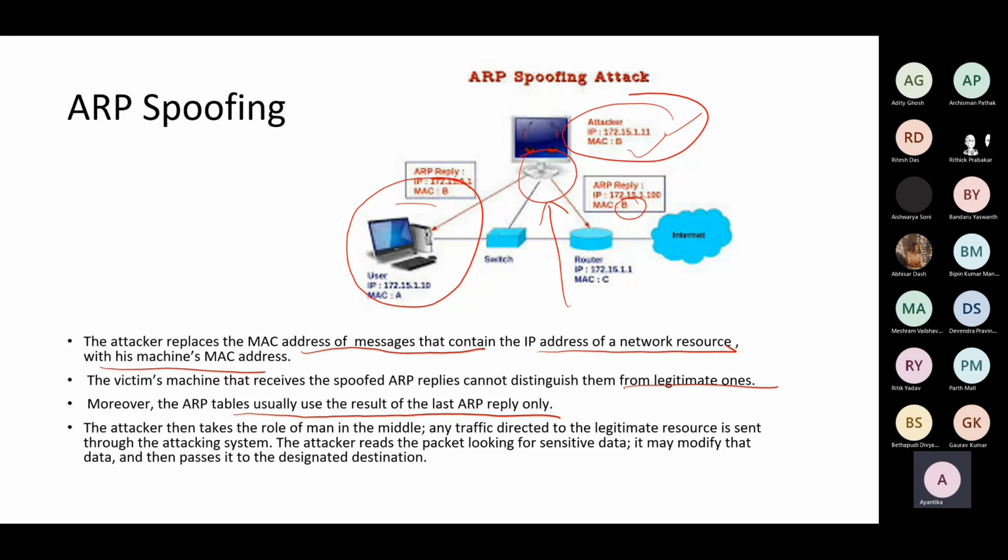Is it clear? Now the attacker takes the role of the man in the middle. So this is another form of man in the middle, coming in between a legitimate node and the router, and the router and the legitimate node. Is it clear, this part? Yes or no?